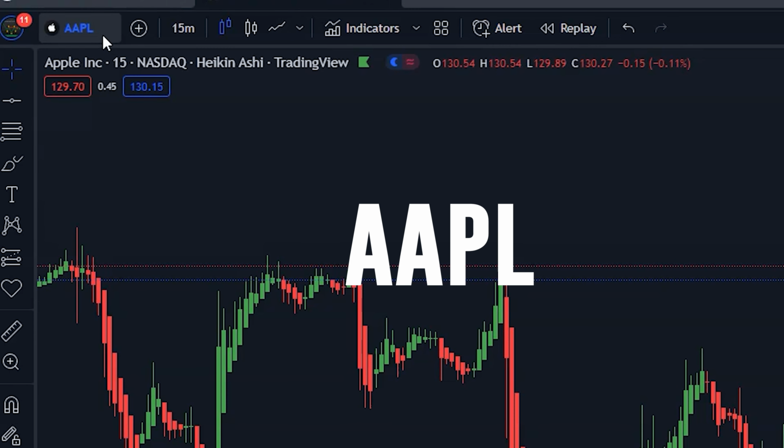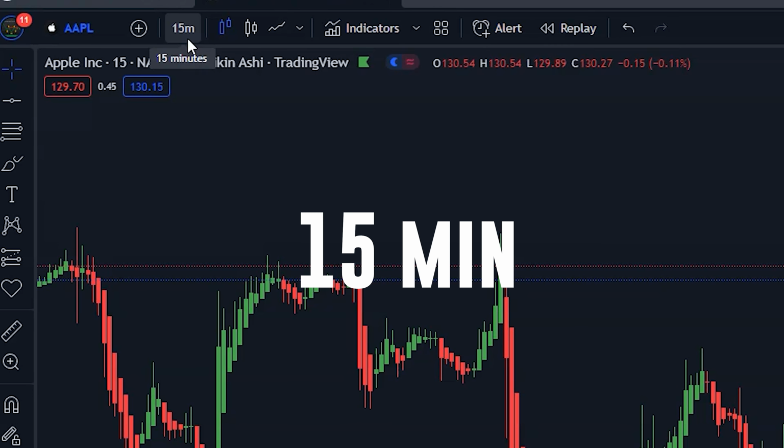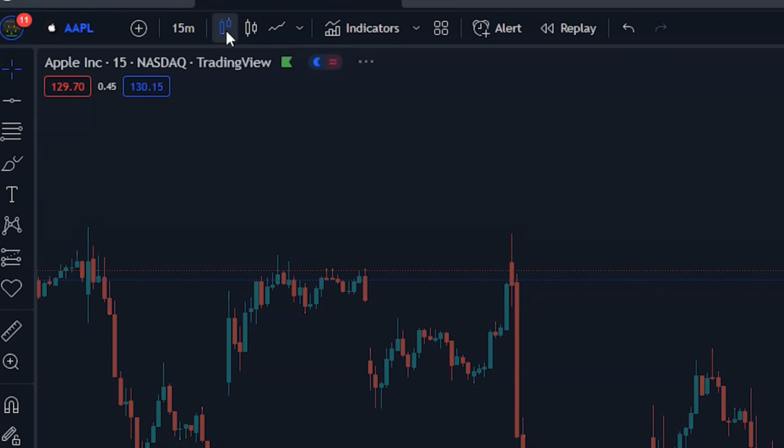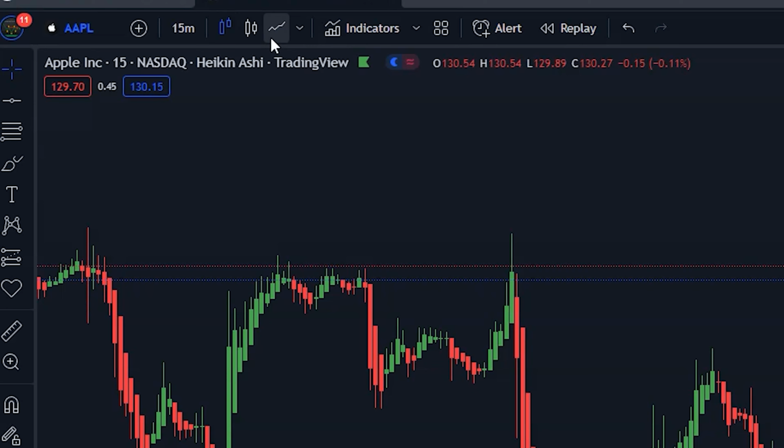Today we are going to be talking about liquidity zones and liquidity grabs, so we're going to jump straight into the indicator. We're on the Apple ticker, on the 15-minute time frame. The higher the better when using this indicator, it's just a lot more accurate. We're going to be using Heikin Ashi candlesticks so we can clarify the market. This also works on regular candlesticks, but we're going to go with Heikin Ashi today.